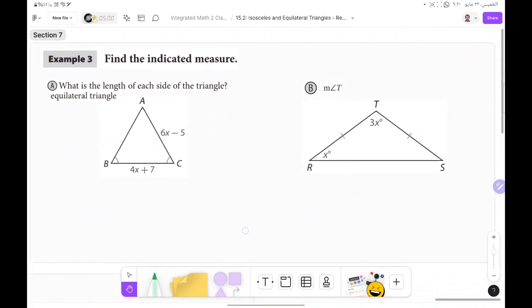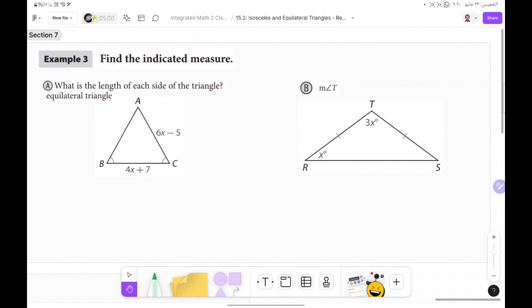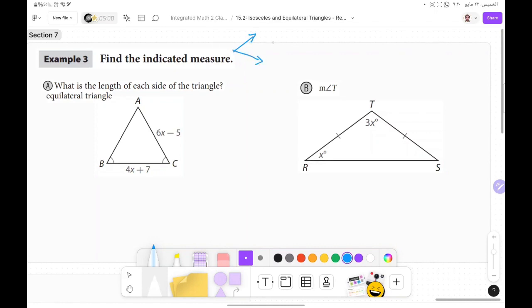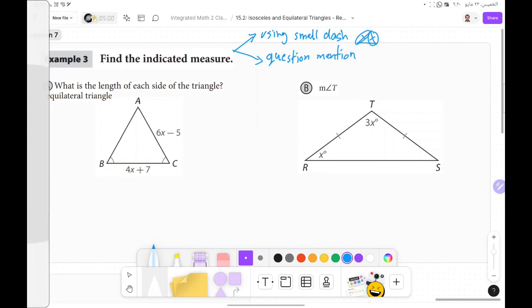Now let's start with the examples. Find the indicated measures. As you can see, the question will always mention the type of triangle, and we have 2 ways. The first one is using small dashes: if you have a triangle with a dash here and a dash here, that means this side and this side are equal. Or the question will mention that this triangle is equilateral or this triangle is isosceles. So we have 2 ways that the question mentions the type of a triangle.